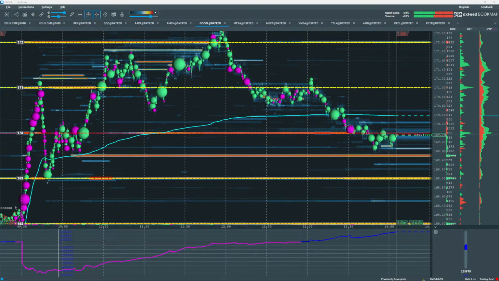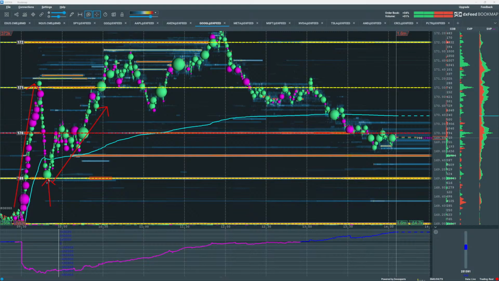So you can see all the magenta volume dots here. The call buyers were definitely driving price higher just after the open. And traders were selling that, but the call buyers were definitely in charge. Then the aggressive buyers start to come in. You can see the shift in volume dots here, the large green volume dots coming in, moving Google higher.